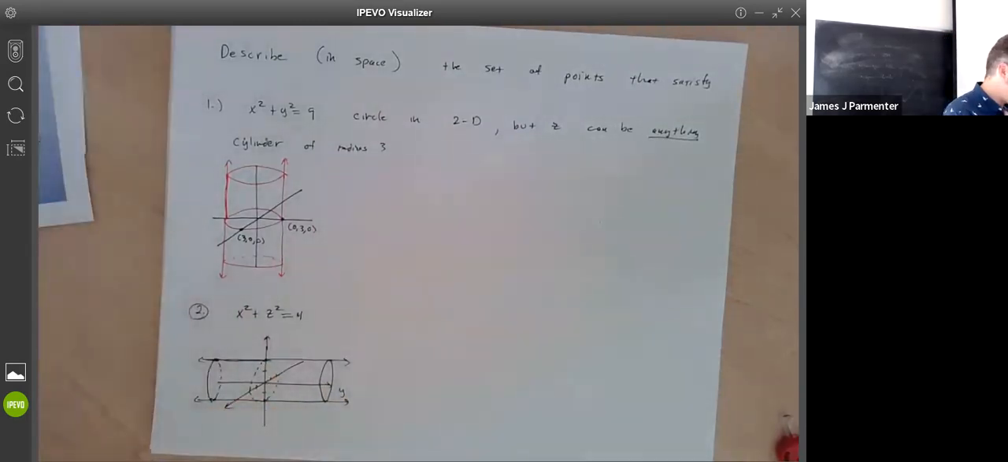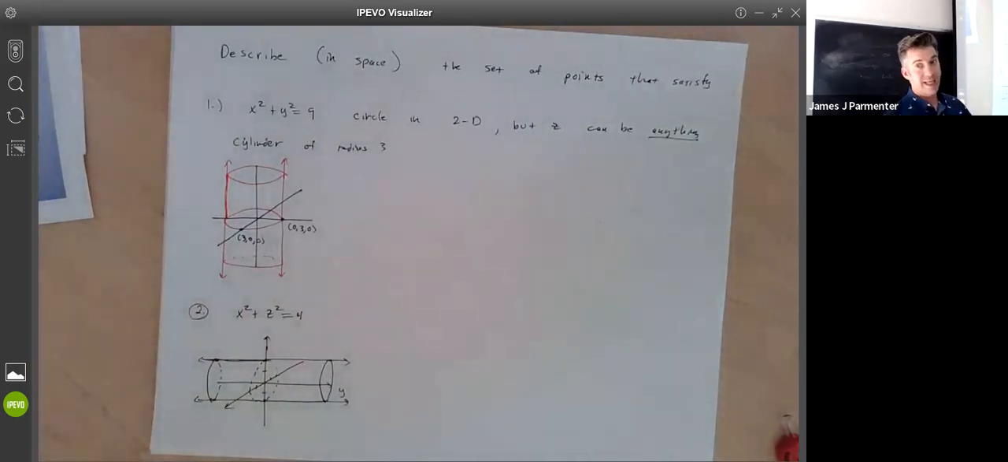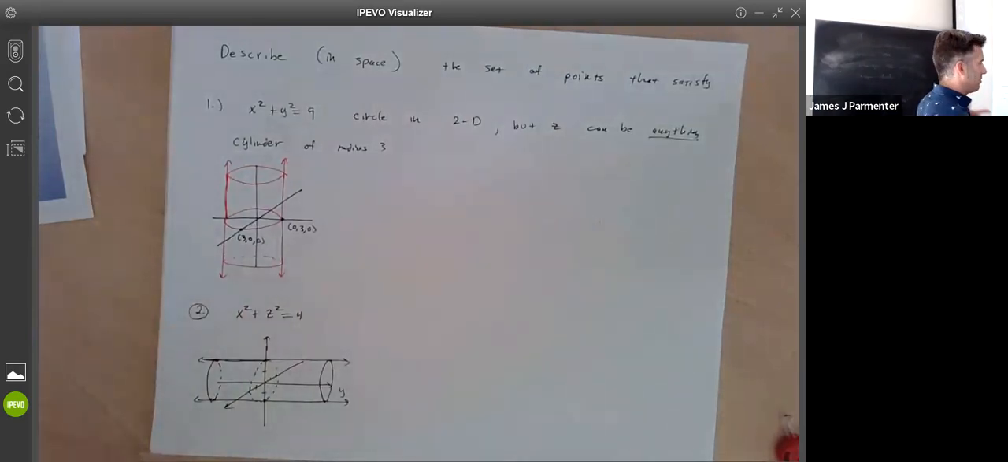And something I want to mention is that when I hear the word cylinder, I think of one thing. I think of a circular tube. But the name cylinder actually applies to kind of any shape that you extend in one direction.